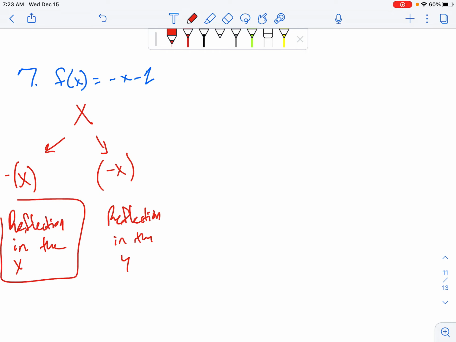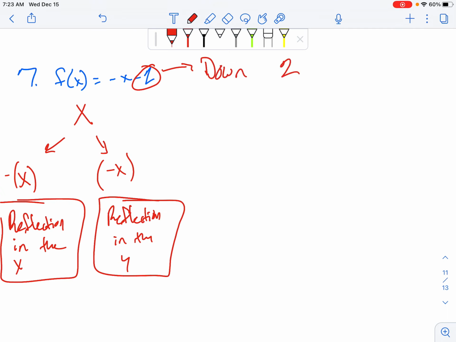I would take either of these answers. Now I think this -2, I mean, we all can agree and can see pretty quickly that that is down 2 from the parent function. But I do see how this negative here could be a little bit tricky. And like I said, you really could list either one, reflection in the x or reflection in the y, and it would be correct. So hopefully that clears things up instead of confuses things more, but that is how we would look at that problem.